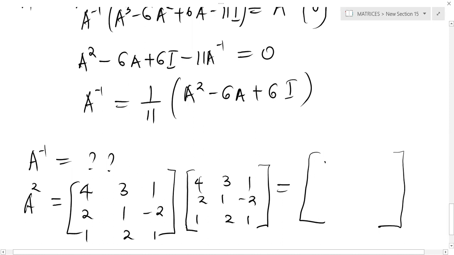for this position, that is first row, first column. So that is 16 plus 6 plus 1. That will give us 16 plus 6, so that will give us 22 plus 1, that will give us 23. Okay. The next one, first row, second column, so that will be 12 plus 3, that will be 15, 15 plus 2, that will be 17.